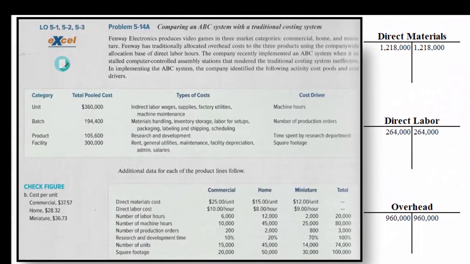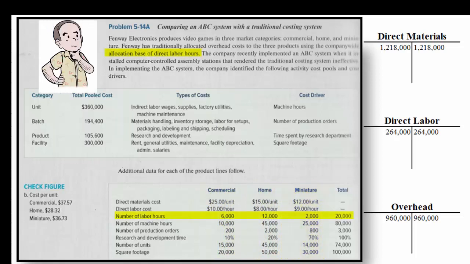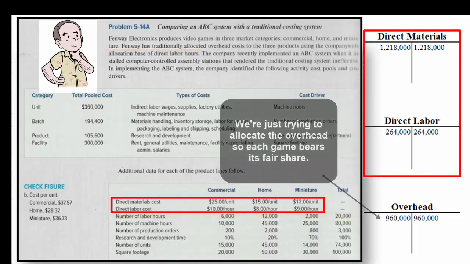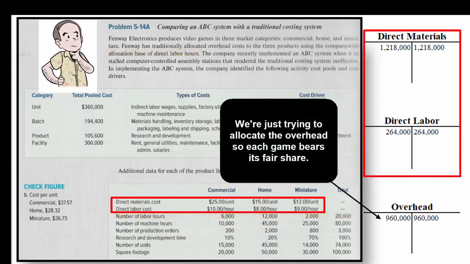This is Fenway Electronics. They make three video games: the commercial, the home, and the miniature version. And traditionally, they've allocated overhead costs for their products using one company-wide allocation base of direct labor hours. So the materials and the labor don't change in this example. We're just trying to allocate the overhead the best we can.